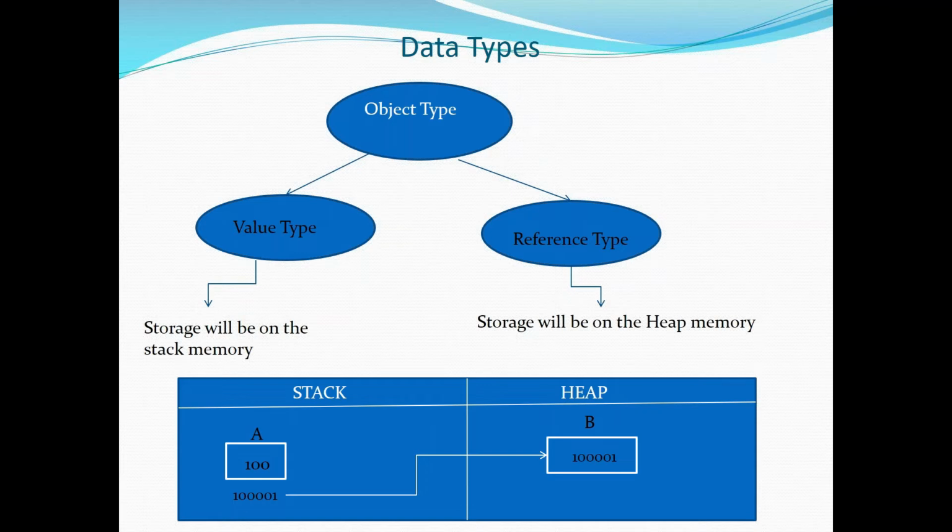See, when you talk about data types, as I said, in C# each and every data type is considered as object type. It is divided into two categories, value type and reference type. When you talk about value types, all value type data will be stored on stack memory. And when it comes to reference types, the storage will take place on heap memory. So all value type data members will be stored under stack, and all reference type variables, like pointer variables, will be stored under heap memory.